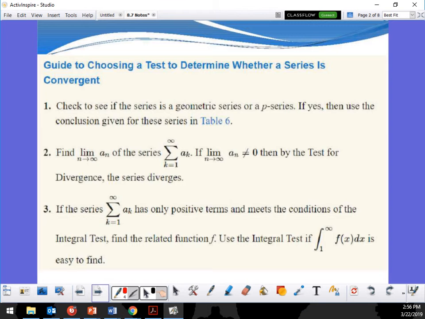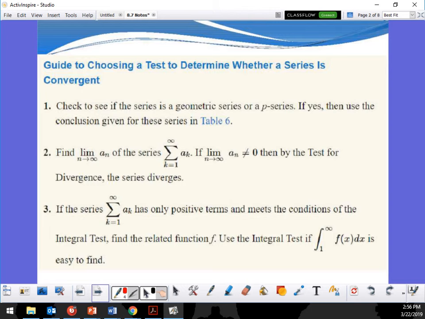Guide to choosing a test to determine whether a series is convergent. Check to see if the series is a geometric series or a p-series. If yes, then use the conclusions given in the series in table 6. So there's actually some more later on for this one right here. Then find the limit as n goes to infinity of that series.